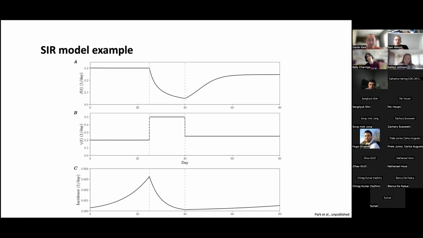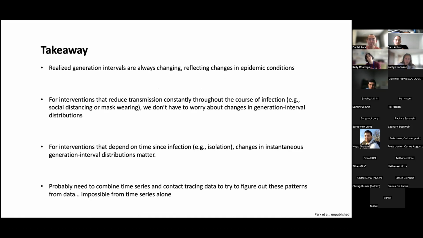So the conclusion, or takeaway, well, I have more slides, but the takeaway for this theory section is that realized generation interval distributions, which we can measure in real outbreaks from contact tracing, are always changing, and these reflect changes in epidemic conditions. And if we're thinking about interventions that reduce transmission constantly throughout the course of infection, for example, social distancing or masking, we don't have to worry about how these changes are happening, which is weird.